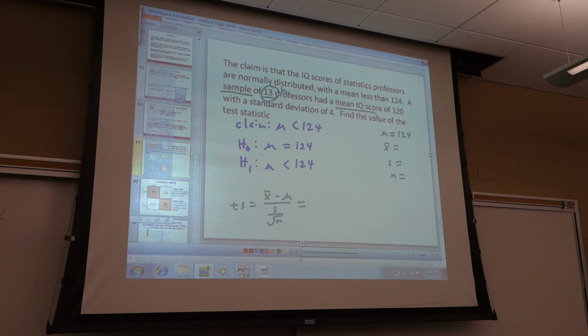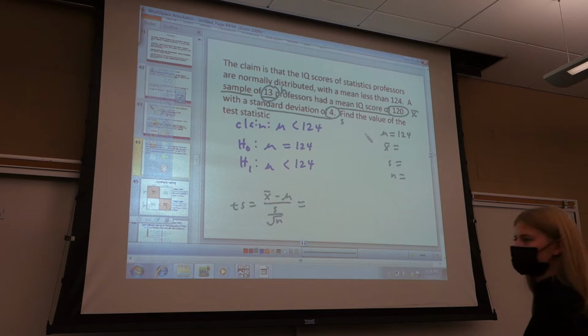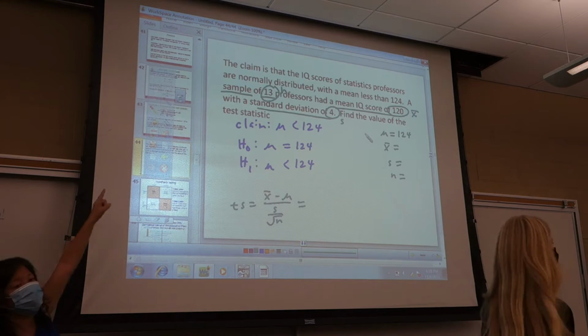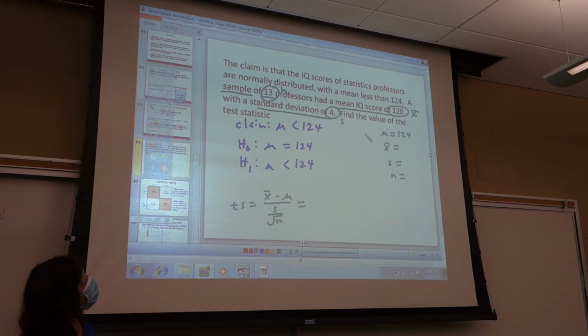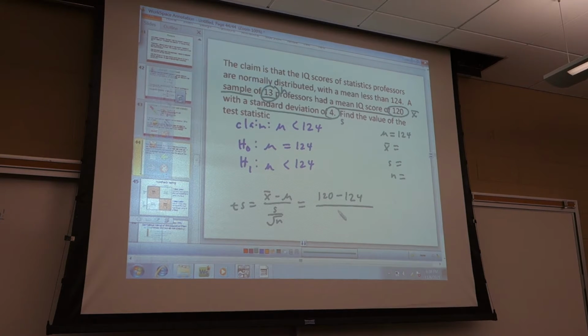I know it's correct. Well, the process is right. All right, so let's see this. My sample of 13 professors, that's my N. Had a mean of 120. My sample had a mean of 120, that's my X bar. And standard deviation of 4, that's my S. So if you plug those in, X bar was 120, S was 4, N was 13. Oh, sorry, 4 over square root of 13.